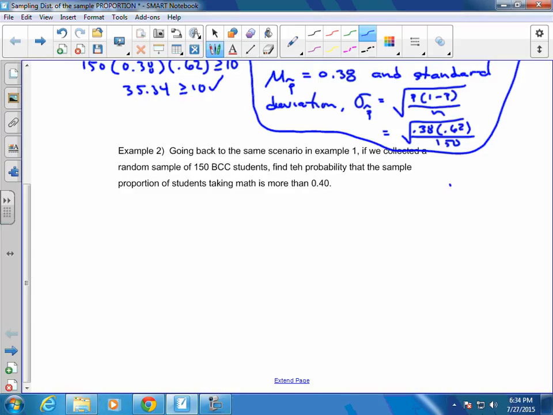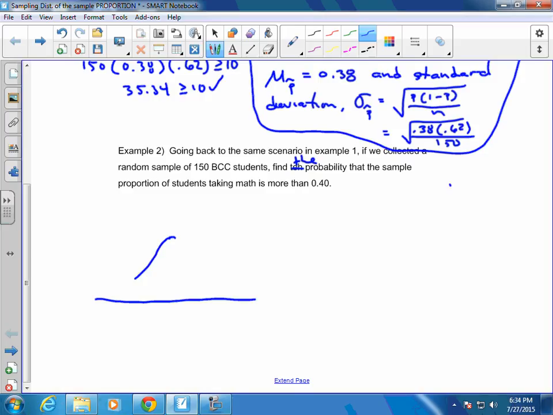It says going back to the same scenario in example 1, if we collected a random sample of 150 BCC students, find the probability that the sample proportion of students taking math is more than 0.40. I'm going to take the same approach as I did for the sampling distribution of the sample mean. It's just that the notation for standard deviation of the proportion is different here.